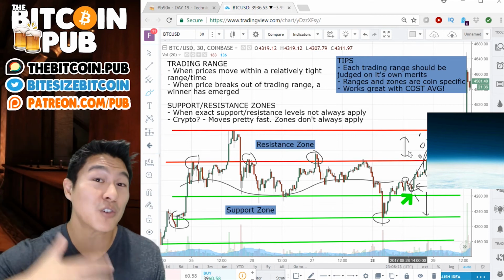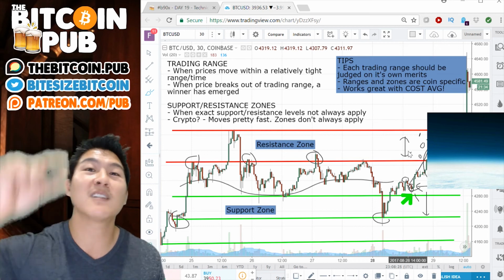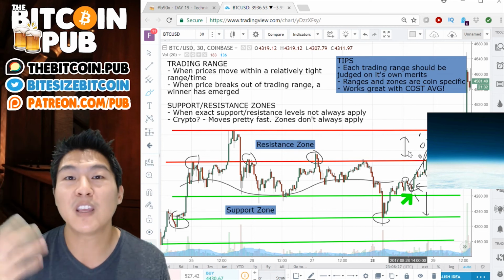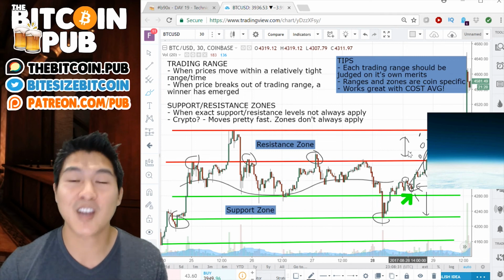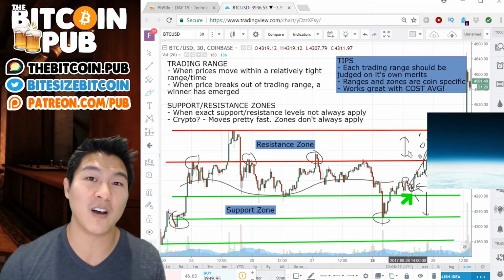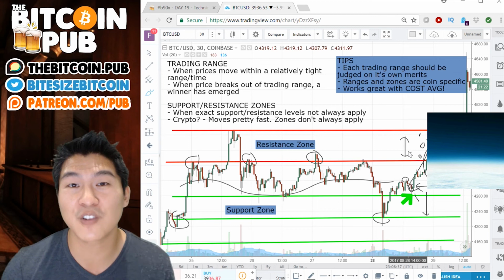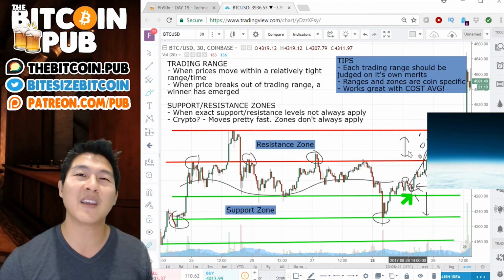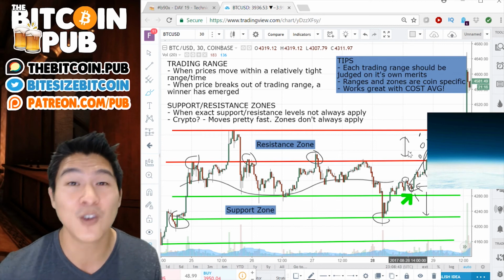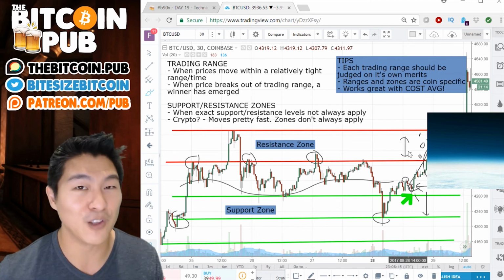And if you'd like, you can just wait a little bit longer and let it oscillate within that resistance zone if you'd like to make a little bit more profits. Again, it takes time and patience to do this well. It's one of those things where cost averaging really relieves a lot of the pressure from trying to make sure that you exit at the high highs or you buy in at the low lows.